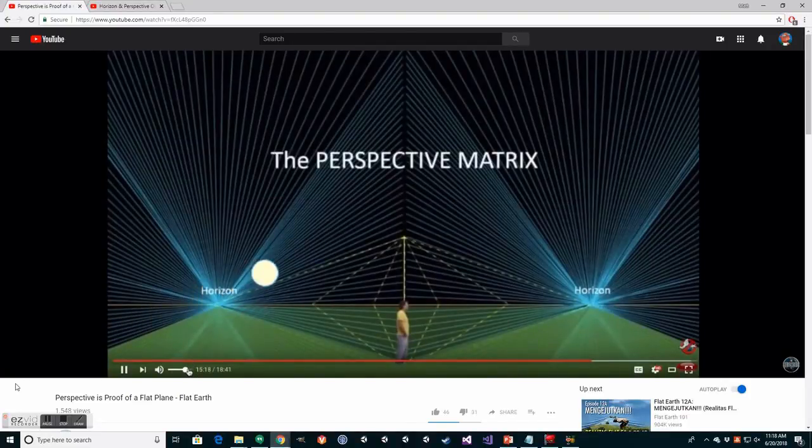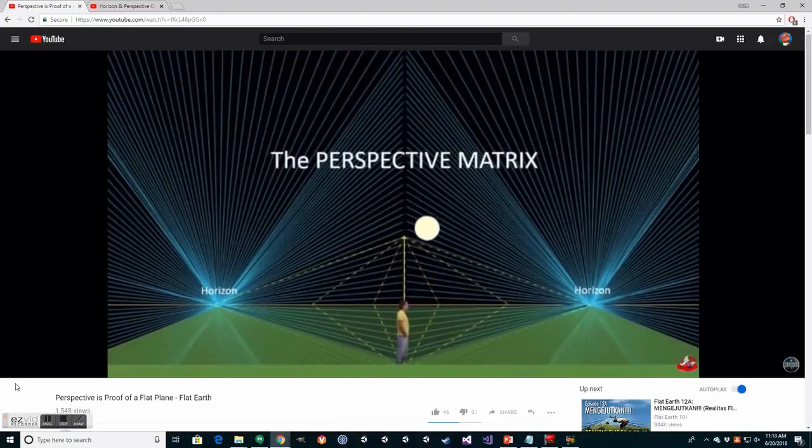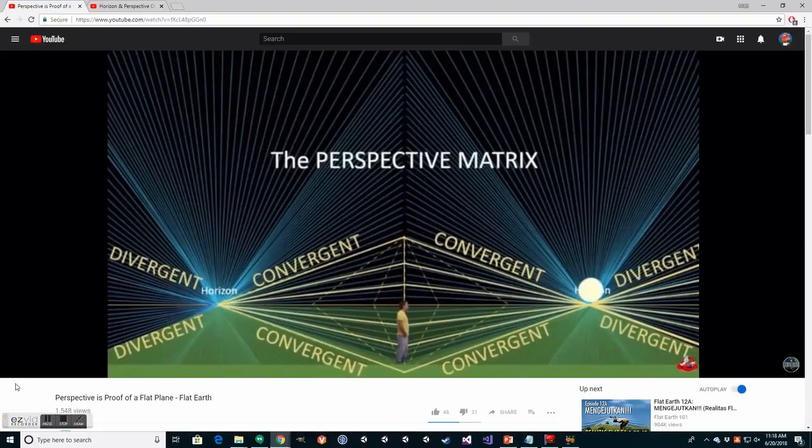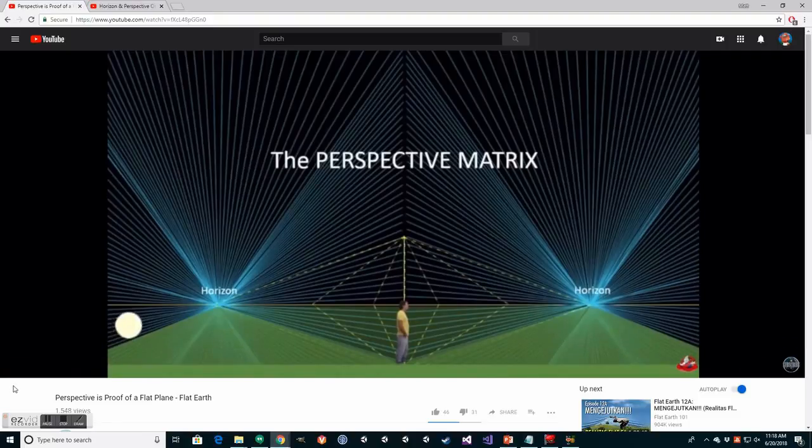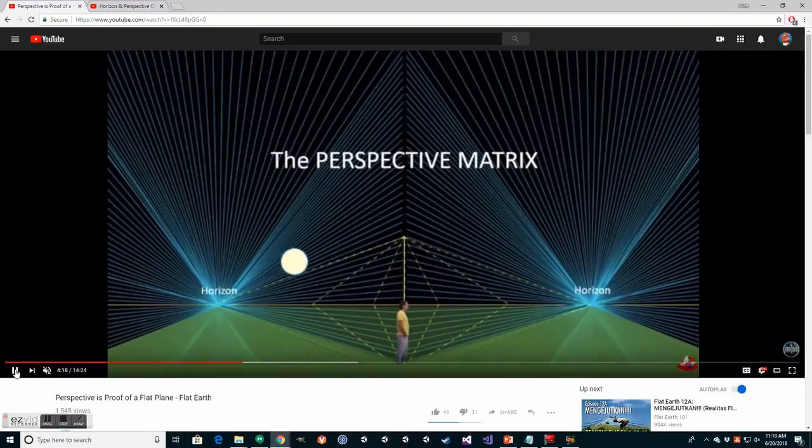Maybe you've seen a diagram that looks like this one. This is a representation of perspective shown in an orthographic side view. That means we've taken parallel lines, these are supposed to be parallel lines above the horizon, and then converted them into what they would look like when you account for perspective.